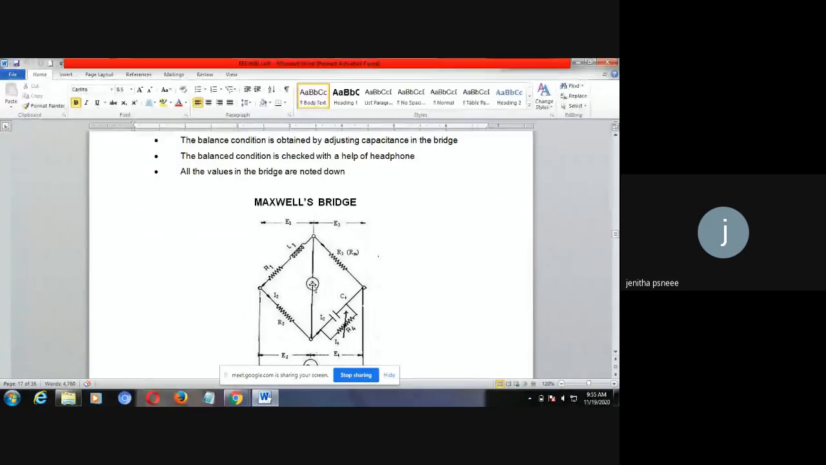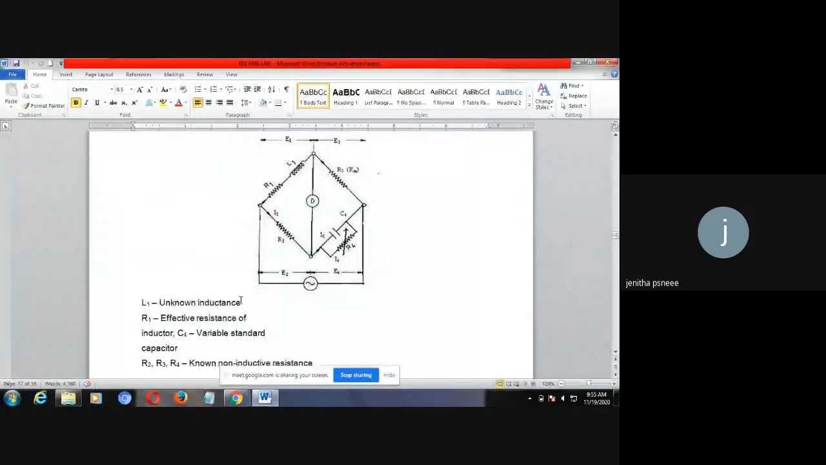In AC bridges. See here, this is an AC bridge. I am connecting an AC supply here. You shouldn't put a DC supply; here it is an AC supply. So how will you balance the detector? Here the detector will be headphones or a CRO.